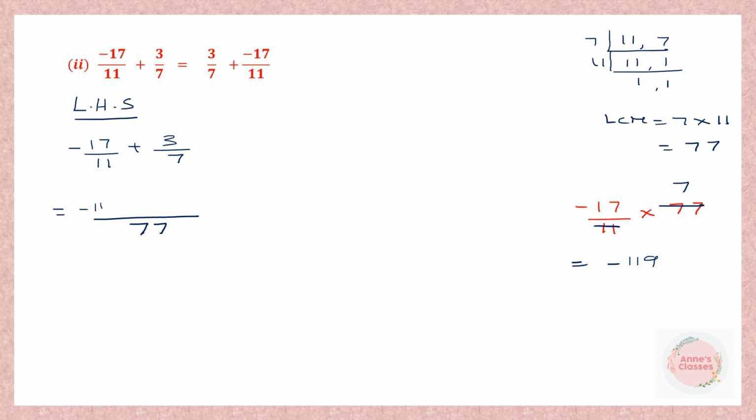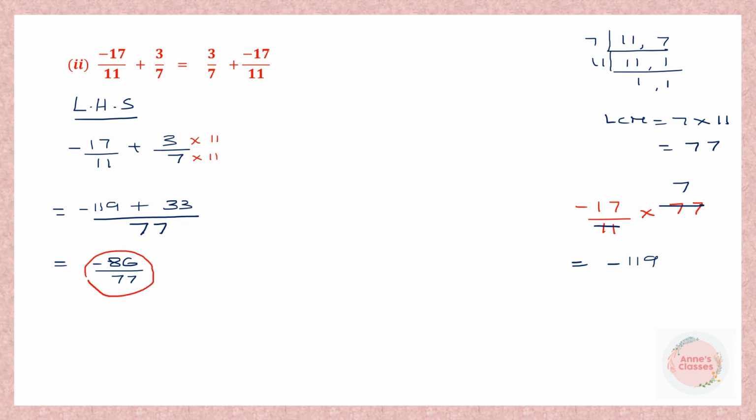Let's write it here. Now go to the second rational number. Denominator is 7. 7 into 11 is 77. So multiply 3 also by 11. 3 11s are 33. Now signs are different. Put the sign of the bigger number and subtract 119 minus 33. So the sign is minus and the number is 86. Minus 86 by 77. So on the left hand side we have minus 86 by 77.